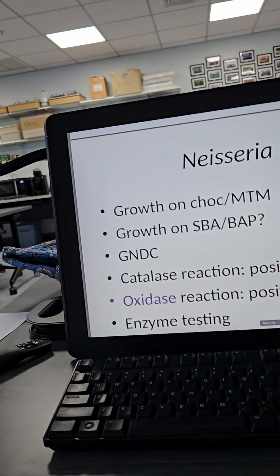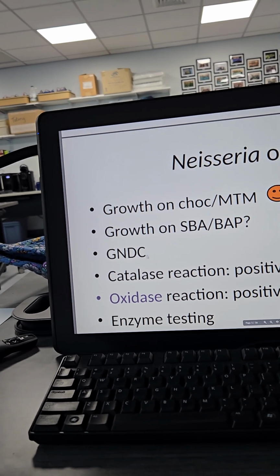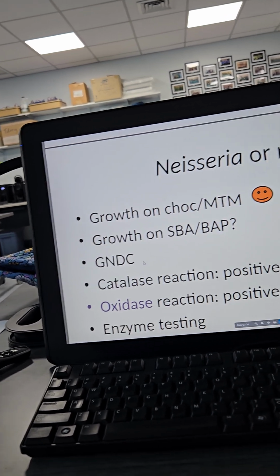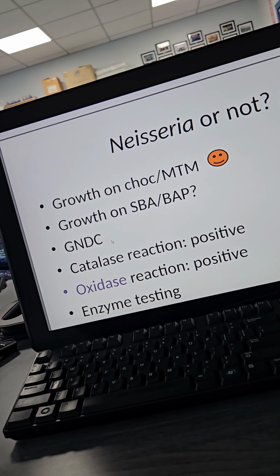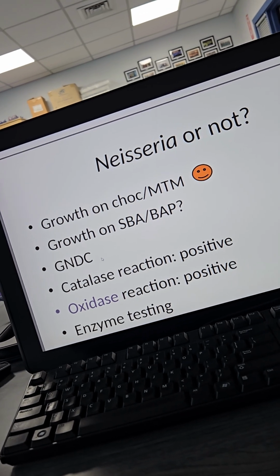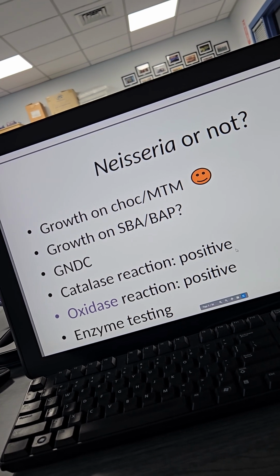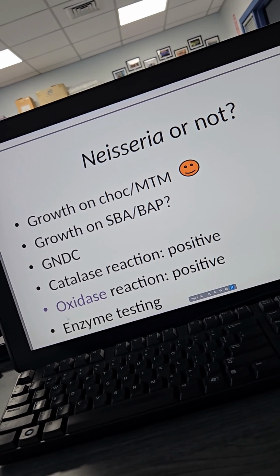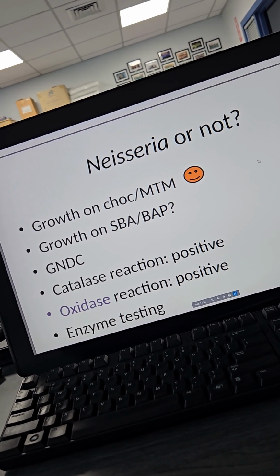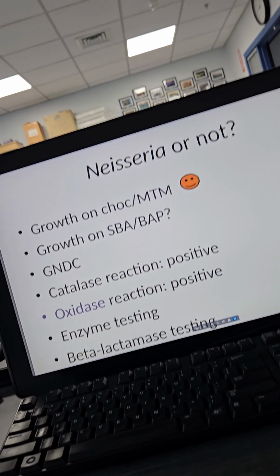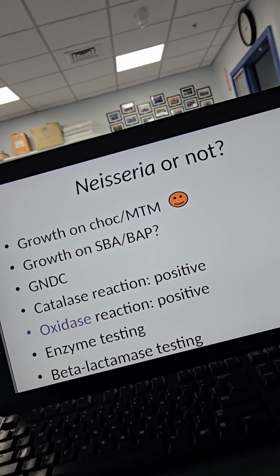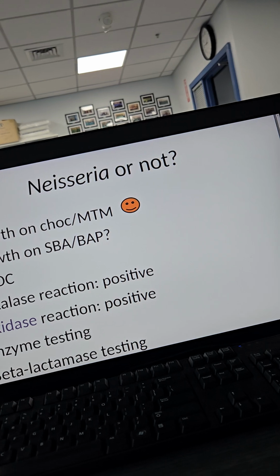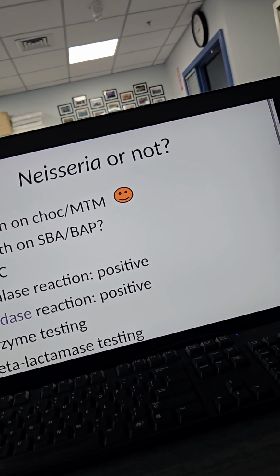But, so you'll see gram-negative diplococci. A lot of times they'll be intracellular, so you want to be looking to see if they are intracellular. Okay. And you're going to do a catalase, which should come up positive, and it comes up very positive. It's not slow in any way, shape, or form. Your oxidase will come up positive. And then typically what we do is we do enzyme testing to determine what species it is. Okay, and we'll learn about that a little bit further down.